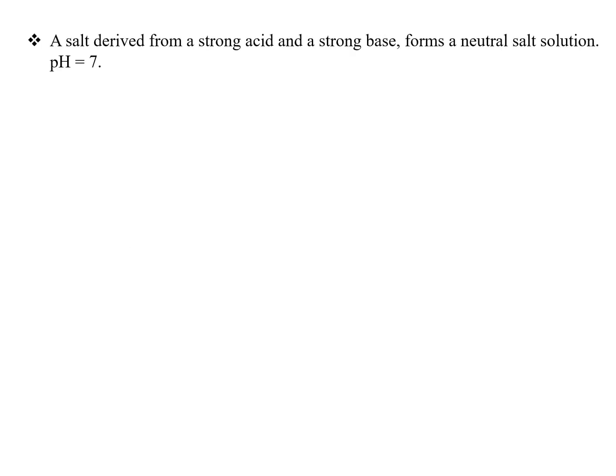Now, a salt derived from a strong acid and a strong base forms a neutral salt solution. If we dissolve this type of salt, the pH is equal to 7. It does not go down, nor does the pH increase above 7. The pH is at the neutral level. Let's take an example: potassium chloride, KCl. How is KCl formed? By mixing potassium hydroxide, a strong base, and HCl, a strong acid. If both are strong, then the pH of the salt is neutral, pH equal to 7.